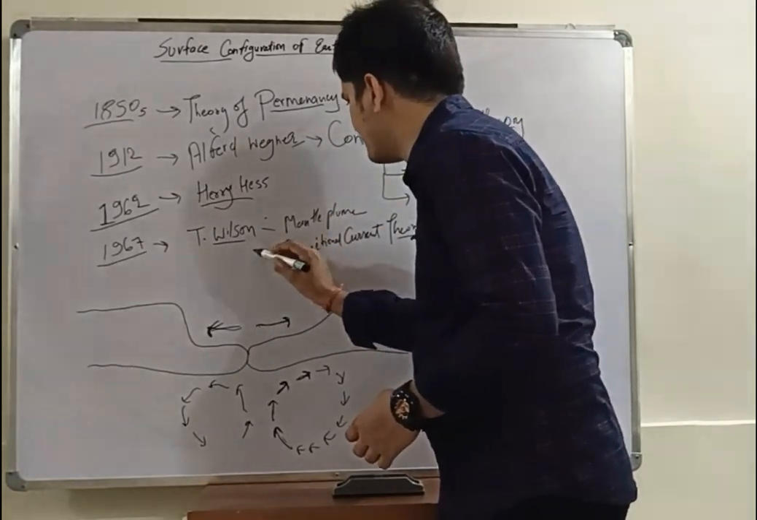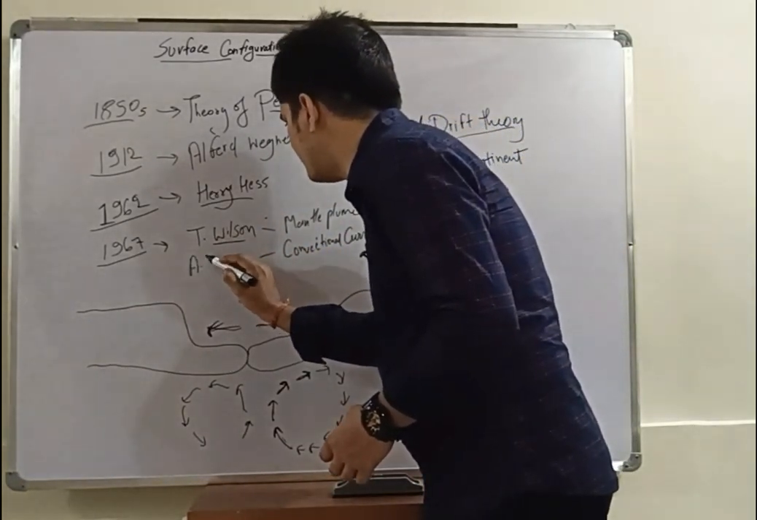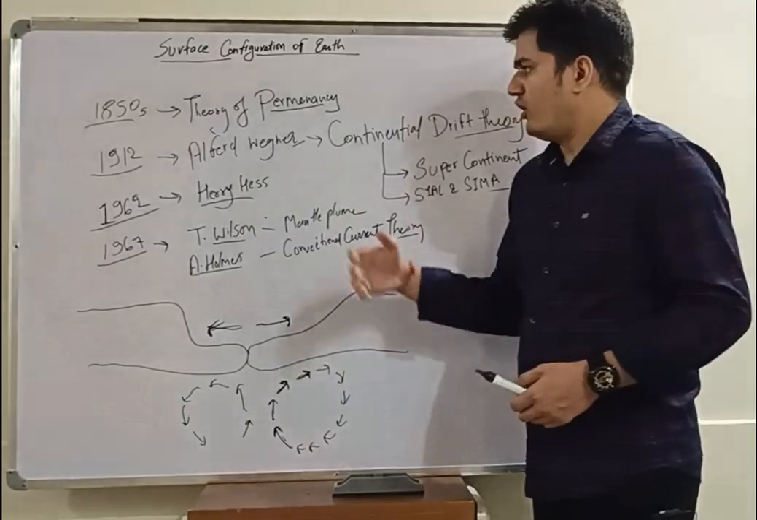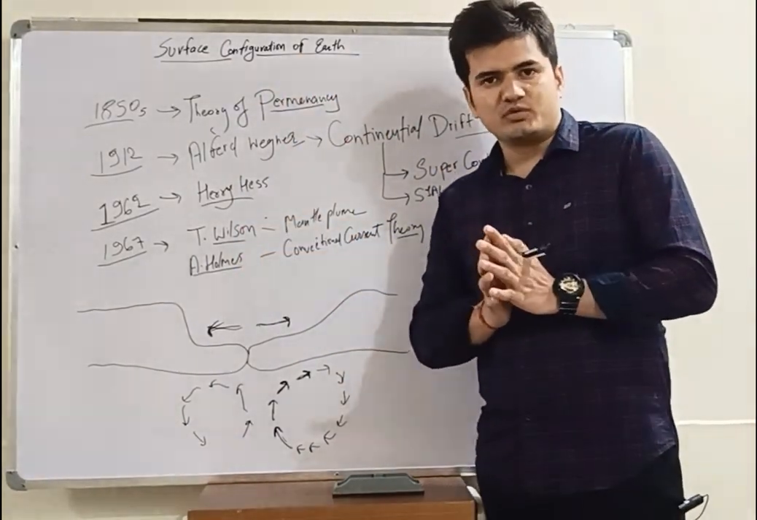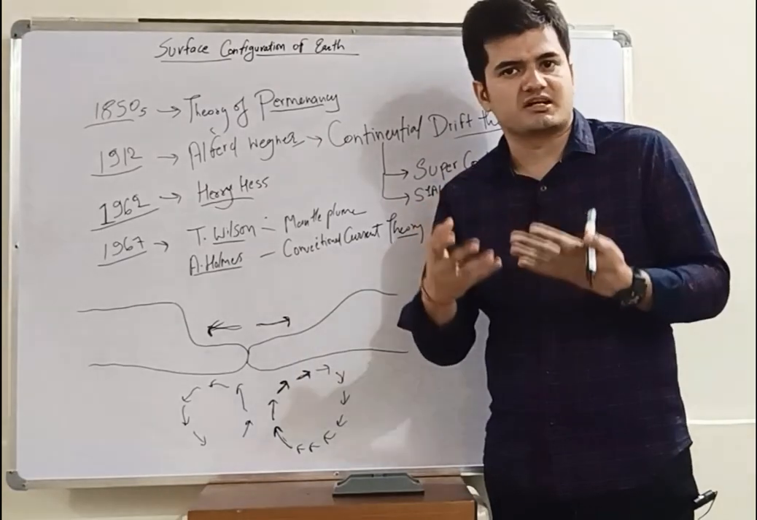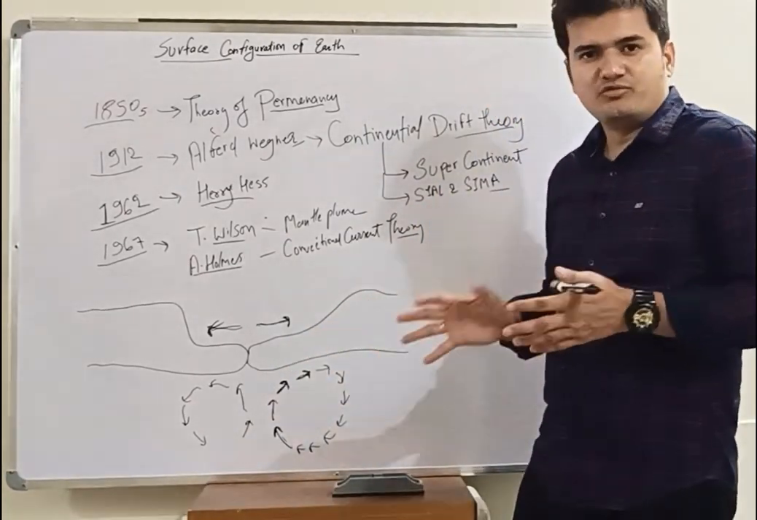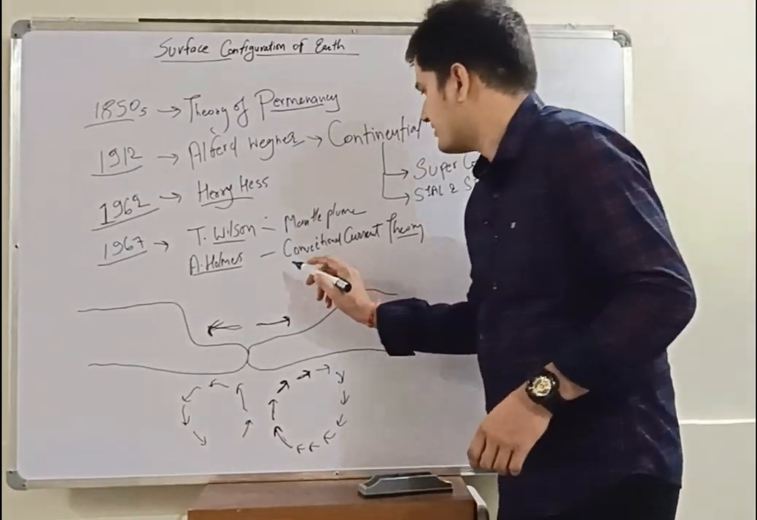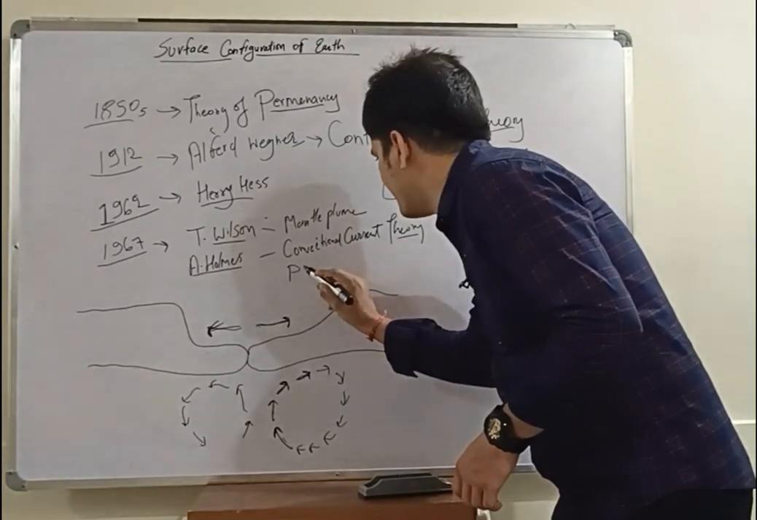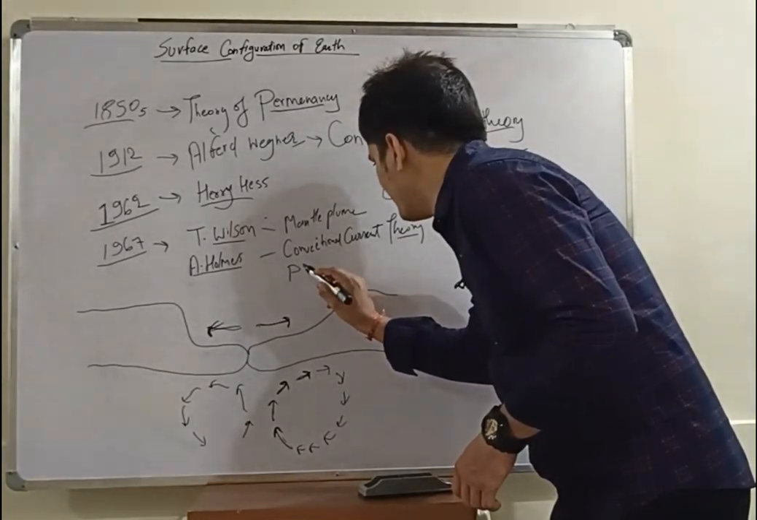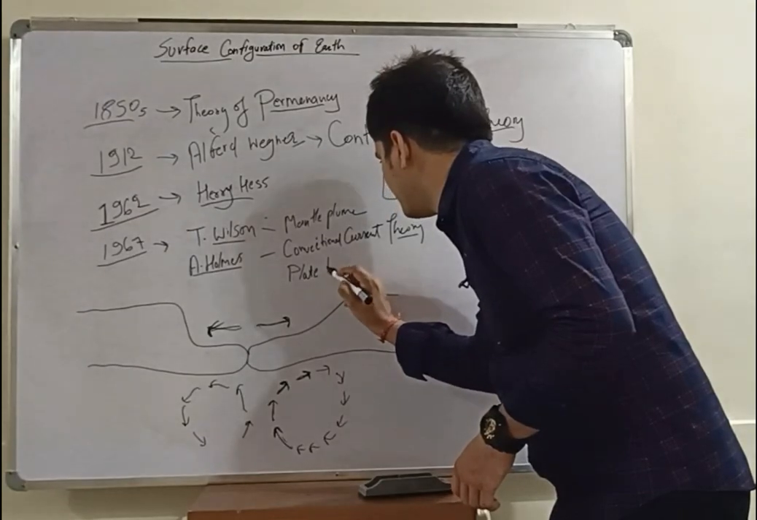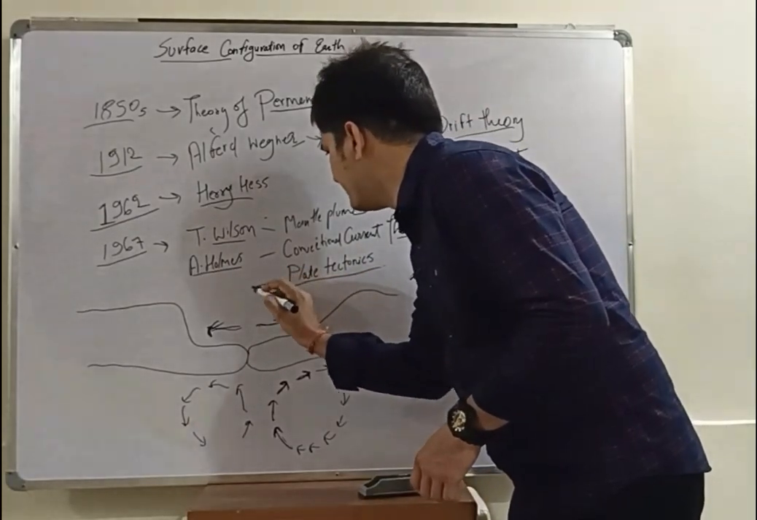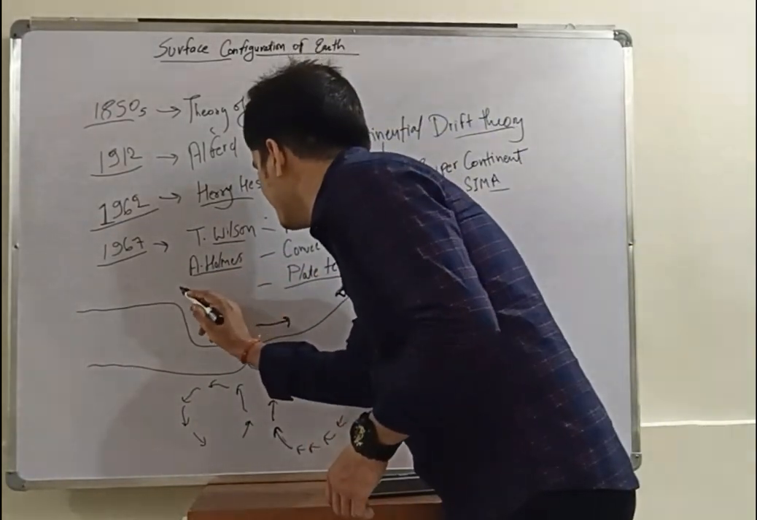Convectional current theory, which was given by Arthur Holmes. But all these theories were not able to fully explain, scientifically and logically, how the continents are moving. And to fill this gap, a new theory, which was the most scientifically valid theory, called plate tectonics, which was introduced by Jason Morgan.